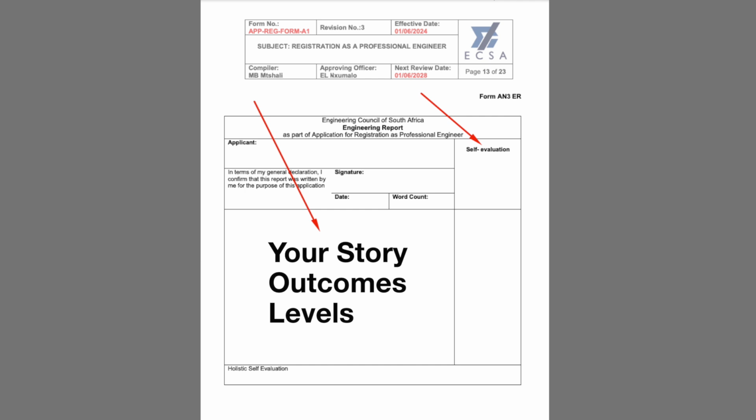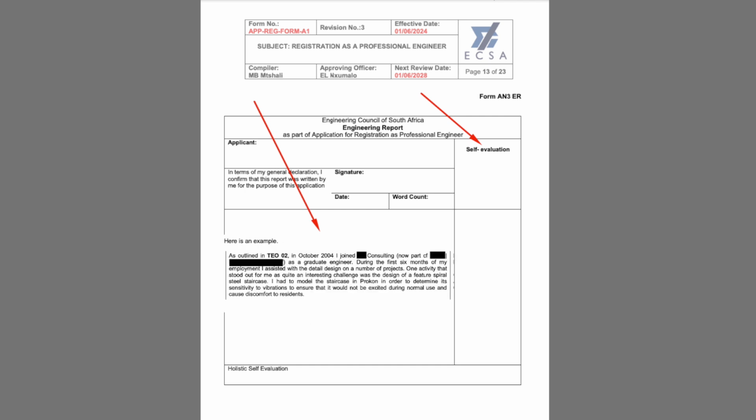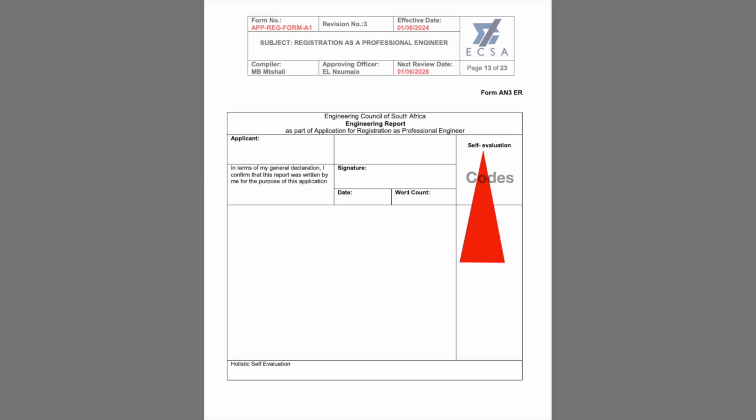The middle section is basically where you tell your story, where you highlight how you've gone from being exposed to the environment all the way through to outcome 11 and operating on level E, which means basically that you're on the same level as a professional engineer, only difference you can't sign off. Then you've got the interesting thing on the right-hand side, which is called the self-evaluation column.